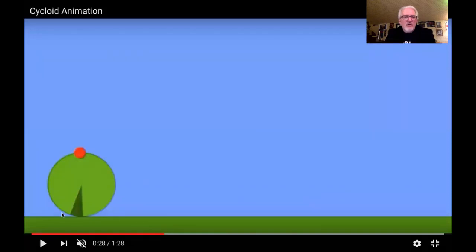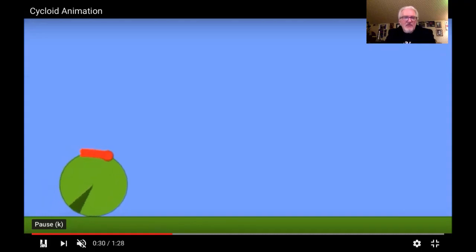So we're going to focus our attention on the point at the top of the circle and watch the curve that that point traces as the circle rolls along the table. Okay, so now it's at its very lowest. Going to come back up again as the circle continues on.